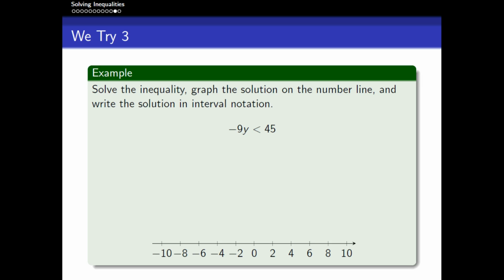Okay? Let's try one together. Let's solve the inequality, graph the solution on the number line, and write the solution in interval notation. Okay? So, we're going to divide both sides by -9 to get the y by itself. I'll get y, and since I'm dividing by a negative number, I'm going to flip the sign. y is greater than -5, because 9 times 5 is 45.